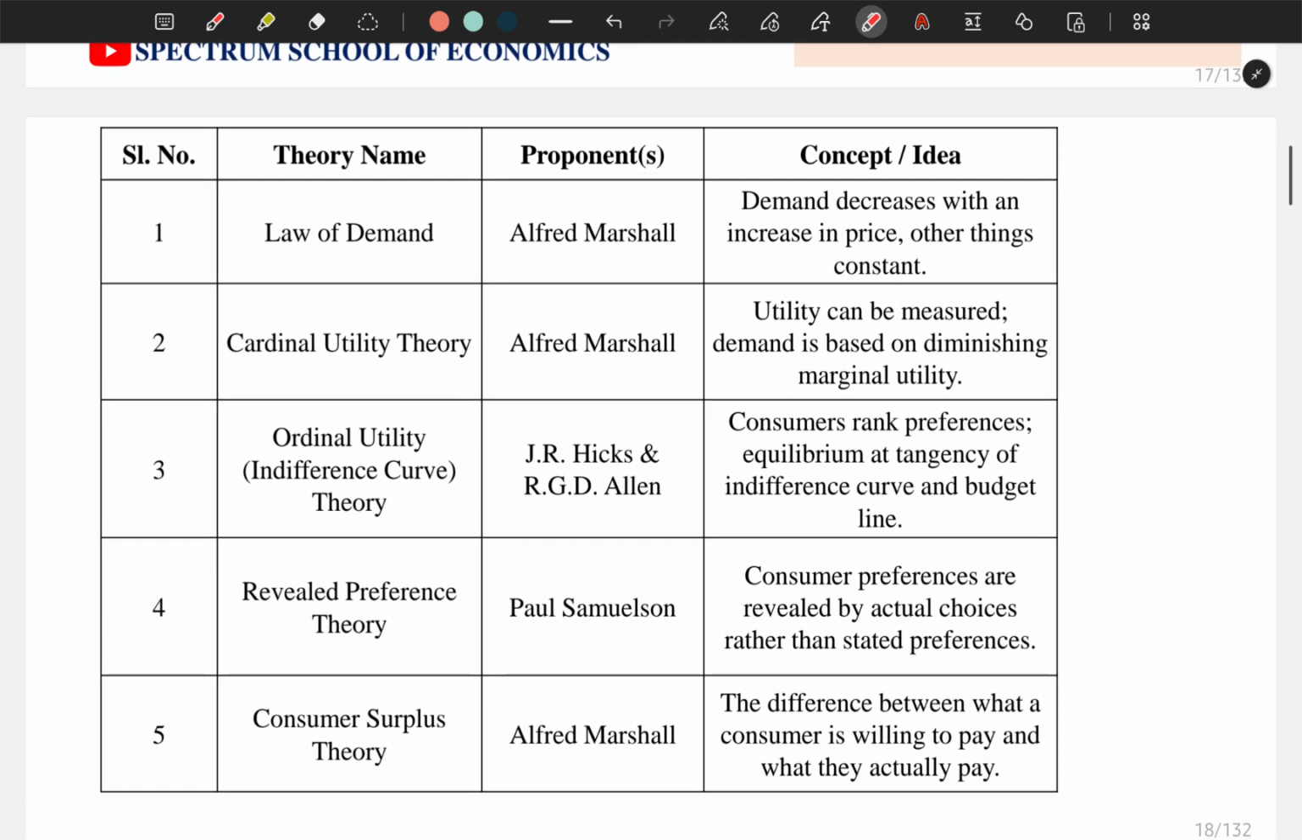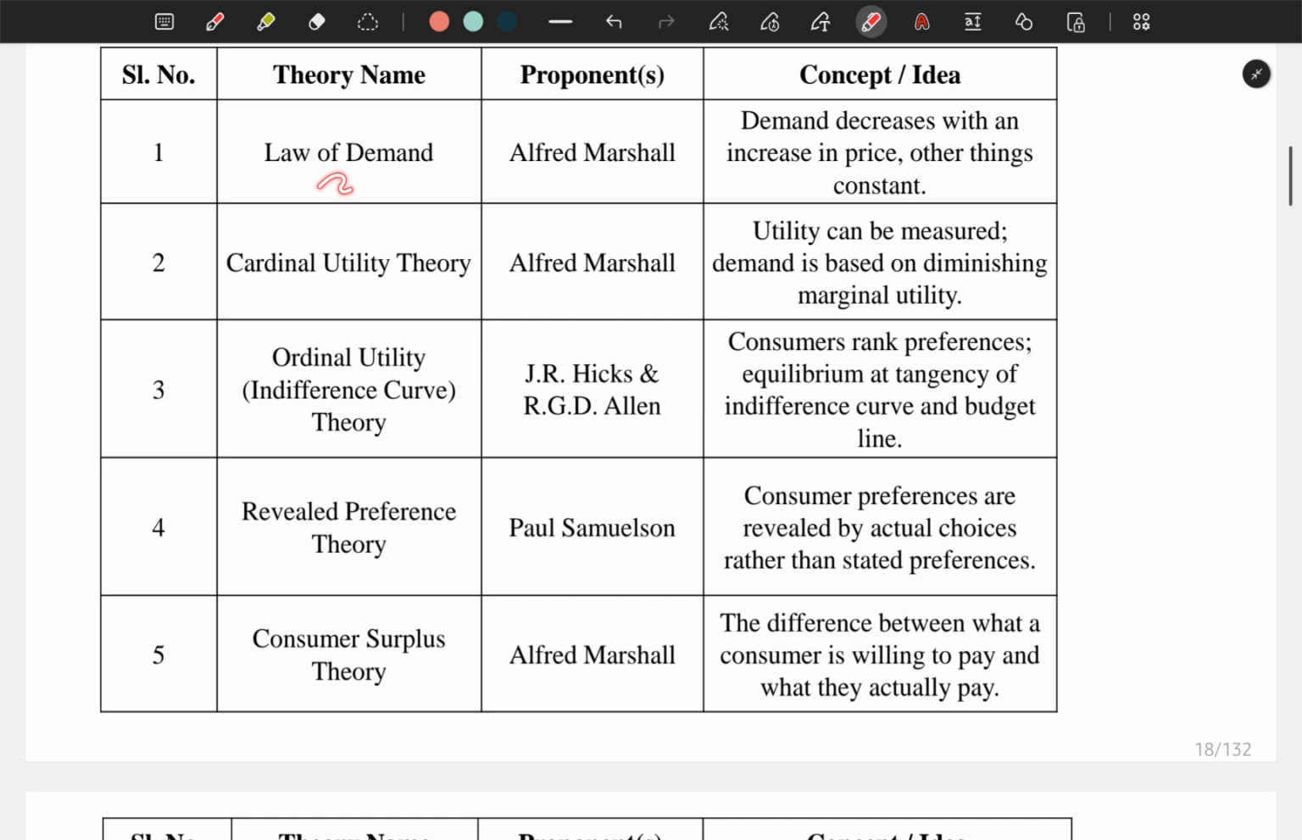As of now, we know that the law of demand is the most important theory in microeconomics, which was given by Alfred Marshall. This explains the inverse relationship between demand and prices. And when it comes to cardinal utility theory, it tells us that utility can be measured, or we can express utility in terms of numbers.